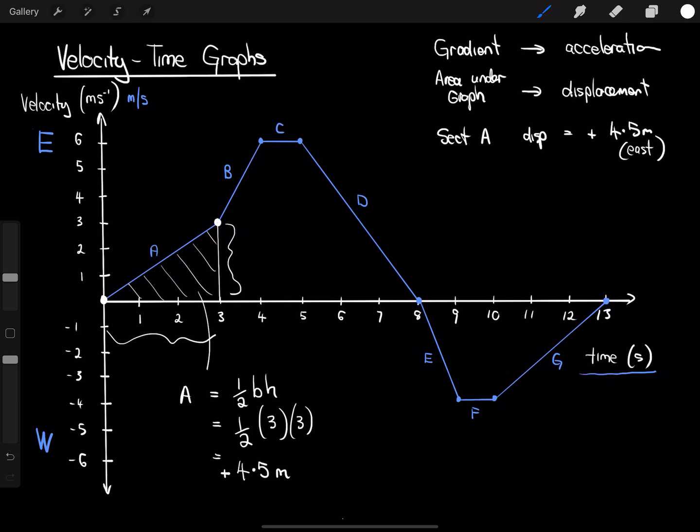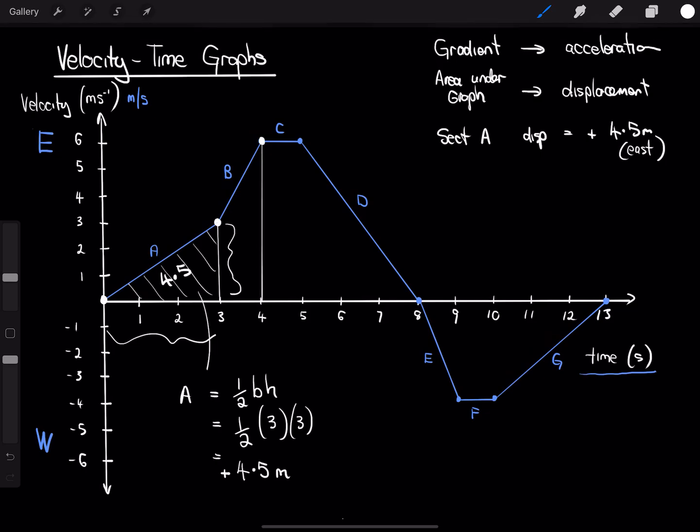Okay, let's have a look at section B. What happened? Well, it started traveling even quicker. It accelerated at an even greater rate to reach a velocity of 6 meters per second by the 4 second mark. So I wonder, what would its displacement be at the 4 second mark? How far has it travelled in total? Well, we already know that its displacement is 4.5 meters during the first section. So in section B, we do the same thing. We look at the area under the graph, or the area between the graph and the x-axis.